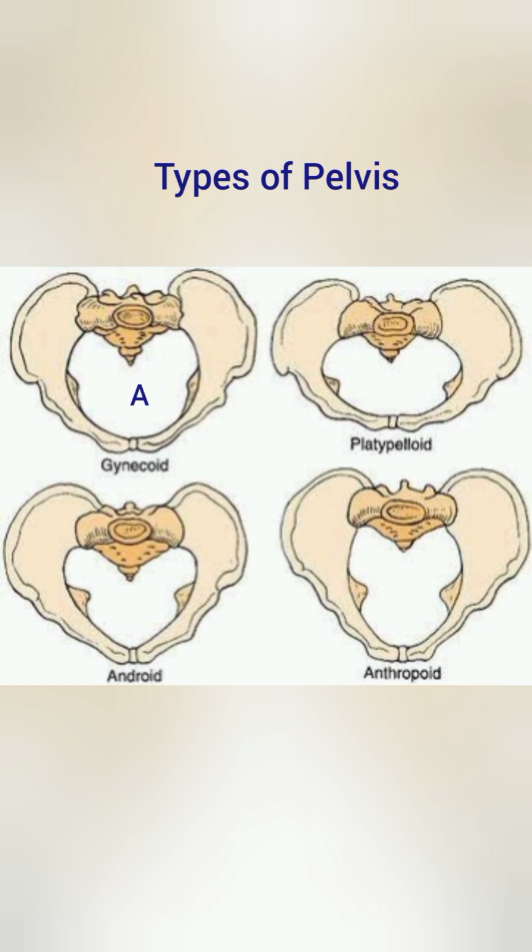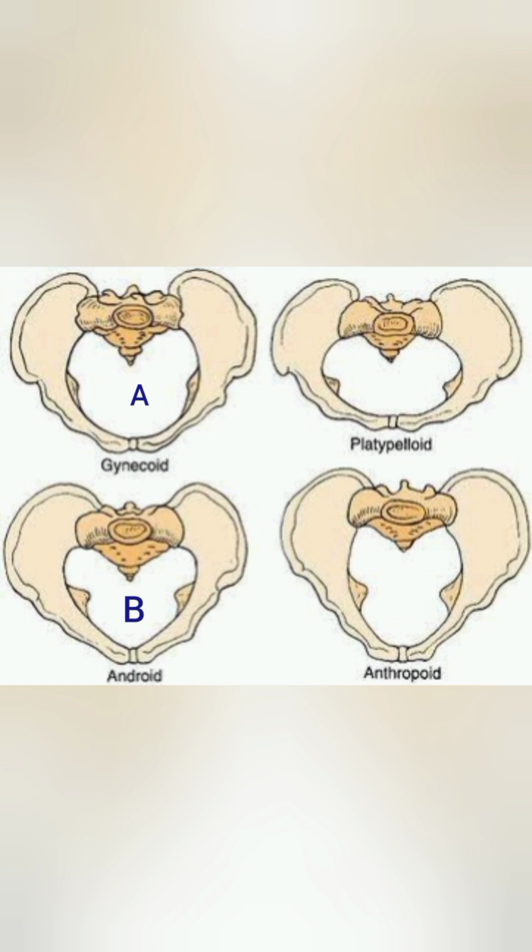Four types of female pelvis are observed. The first one is the gynecoid type. This is the most common type of pelvis in female. Next one is the android type, and this type of pelvis more resembles a male pelvis, and it's narrower than the gynecoid type, and it's shaped more like a heart or wedge as we discussed earlier.